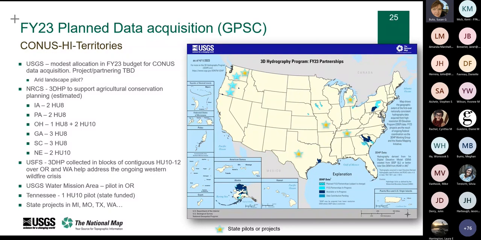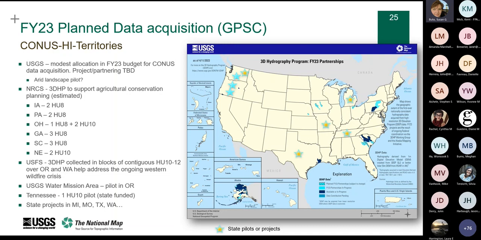They've also been instrumental in funding existing acquisitions in South Carolina and in Pennsylvania. We're also very pleased to be partnering with the Forest Service in the Pacific Northwest, where we have plans for 3DHP data being collected in blocks of contiguous HUC 10 and 12s over Oregon and Washington to assist them with work that they're doing for wildfire mitigation in those states.